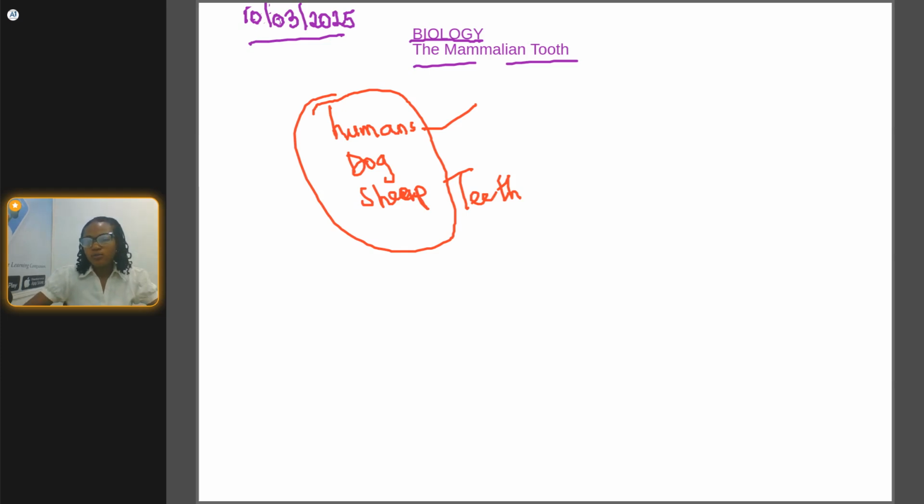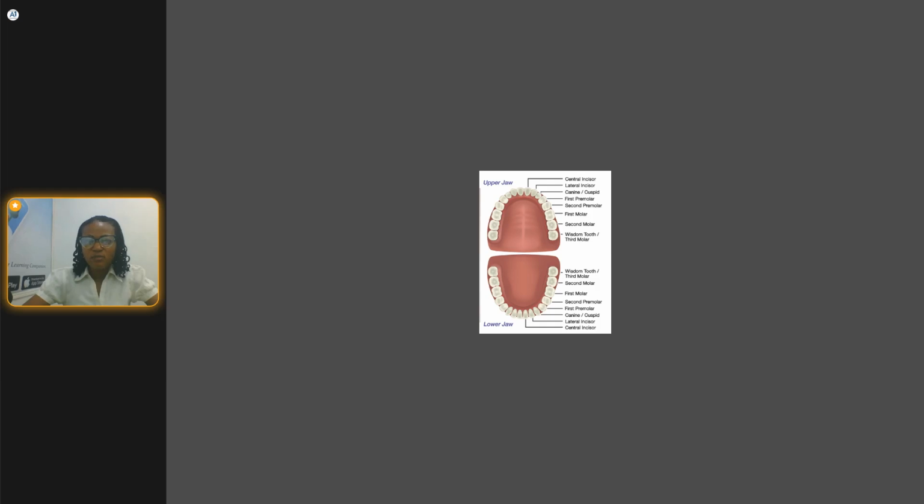I'm going to be showing a diagram of a human's teeth. We are going to be using this diagram to explain everything that we need to know about the human's teeth. If you have any question at any point in time, you can drop it using the chat box and we will look into it and solve the questions together.